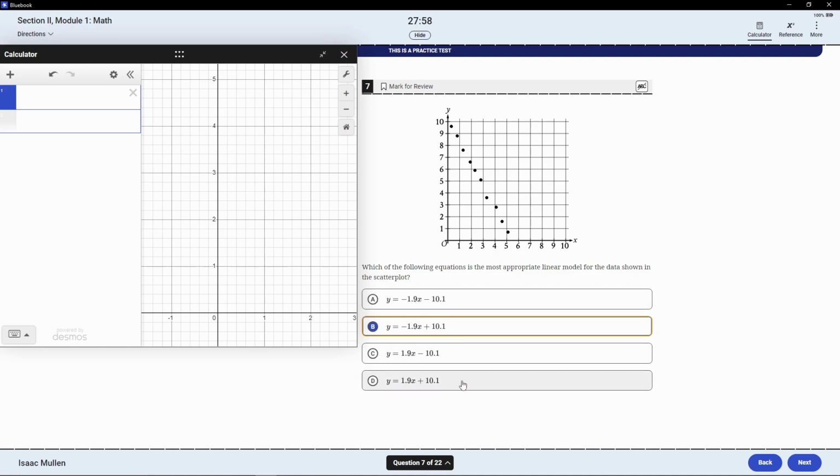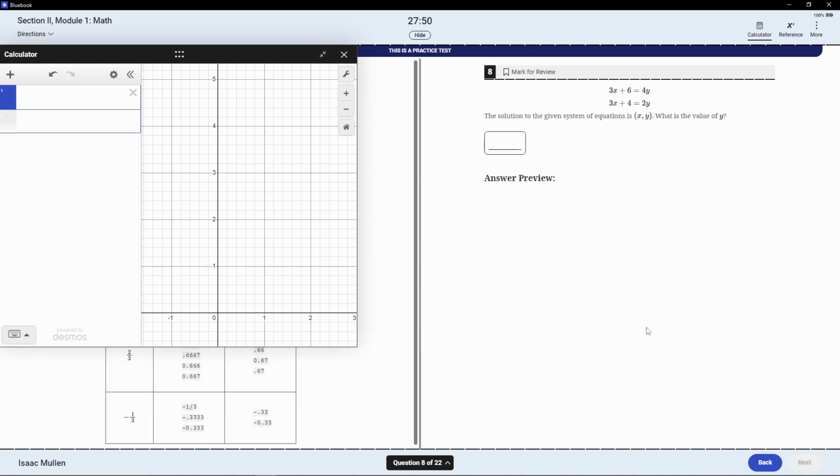As you can see, there's 2, it's either B or D here. But we see that the slope is down, it's not going up, right? That means we have a negative slope, so it has to be B.